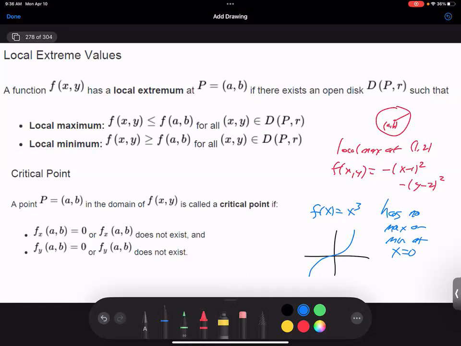And the reason why this has no max or min at x equals 0 is even though the first derivative is 0, f prime of x is 3x squared, f prime of 0 equals 0, but the second derivative is 6x, and the second derivative is also 0. And that's what causes the problem. Just because the first derivative is 0 doesn't mean you have a maximum or minimum. It means you have a candidate.